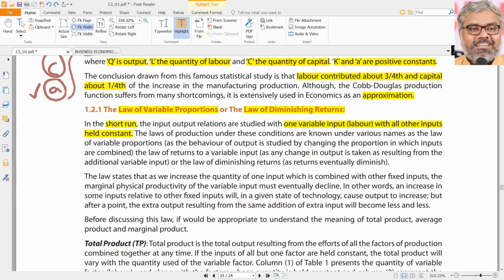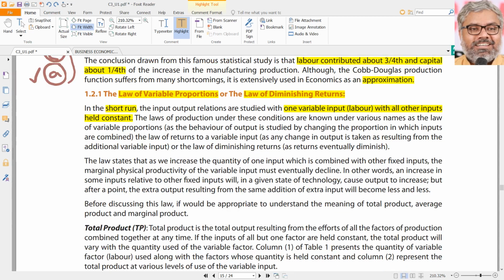And because it is short run, it is okay. Because the nature of the short run itself is that at least one factor of production should be constant. Here, actually, all factors of production are constant except one variable input. In our example, it is labor. Clear? That is the law of variable proportions.